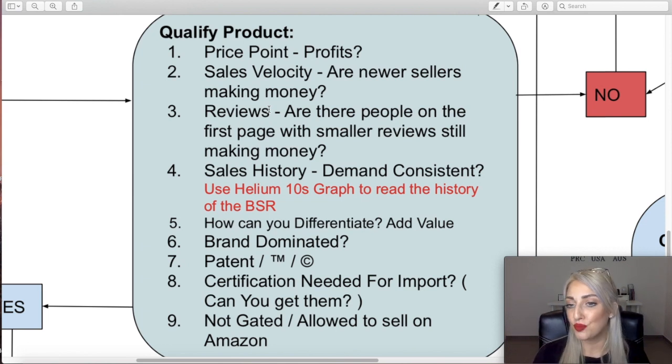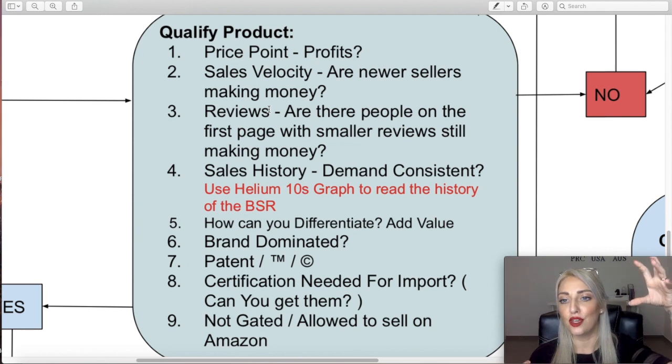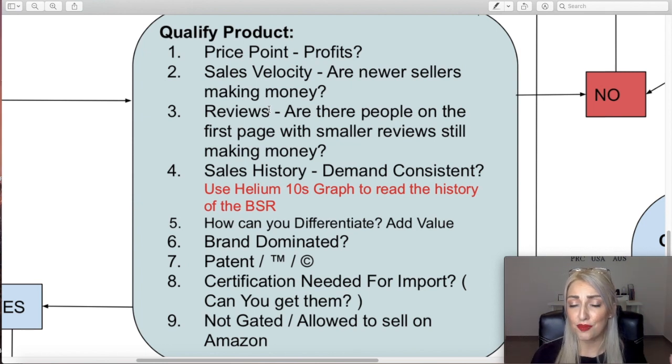Remember that everything is product dependent. This specific flowchart I've made is really just an outline, a bird's eye view of what the whole process looks like, but this is product dependent, and sometimes you will be able to compete against the bigger listings with the higher review count. I've done it before, and I've dominated a niche even though the main sellers had 200, 300 reviews and even more, and it's just really product dependent. So review-wise, I want to see that there are people with fewer reviews still making money.